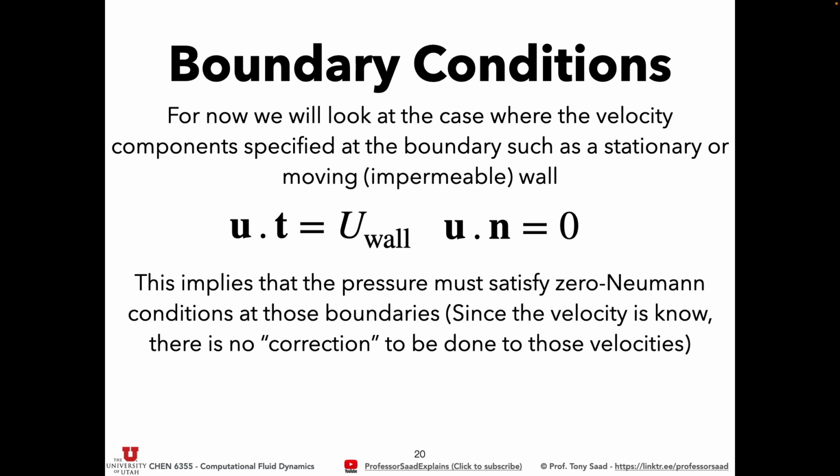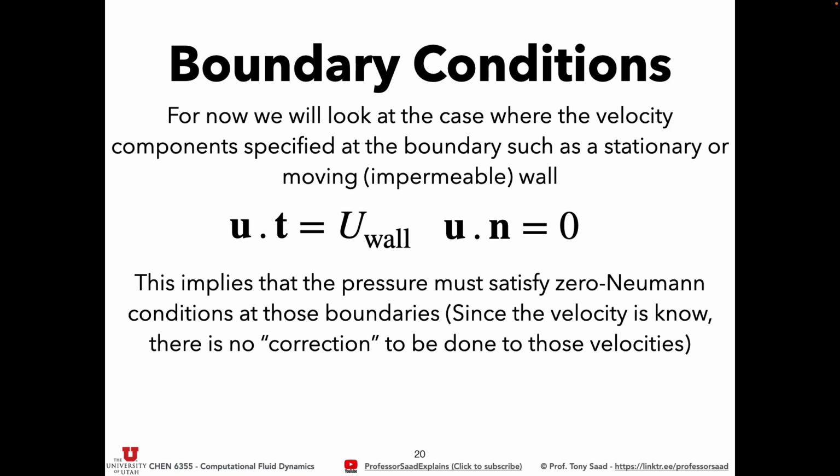Okay, so this is going to be our algorithm. Advection and diffusion are going to be the easy parts. Once we get to the pressure, we'll look at the equations again and put that together, and we'll get the solution. We will also need boundary conditions. For now, we'll only look at the case where the velocity components are specified at the boundaries.